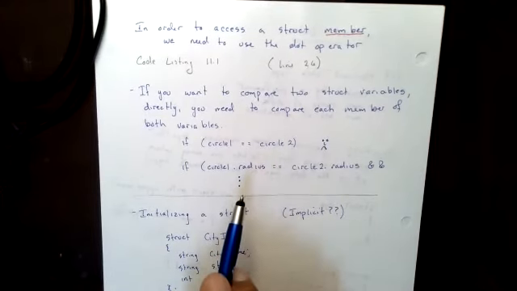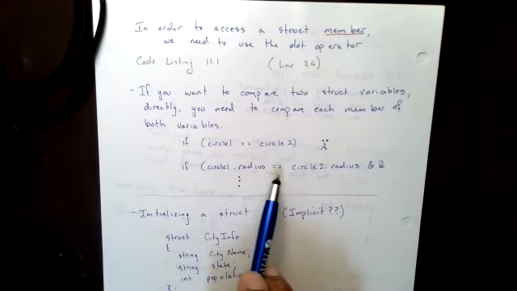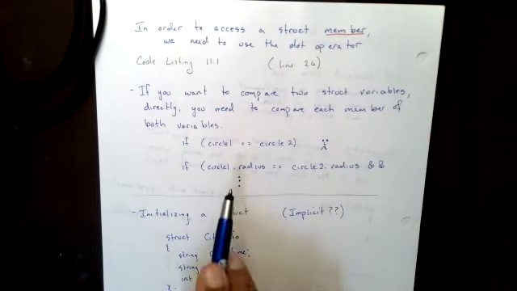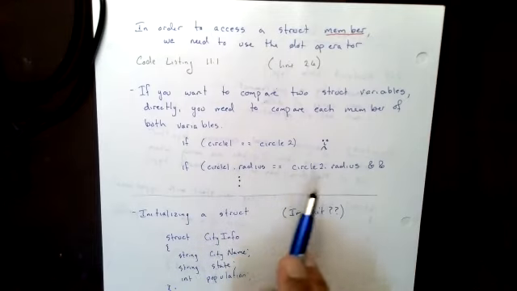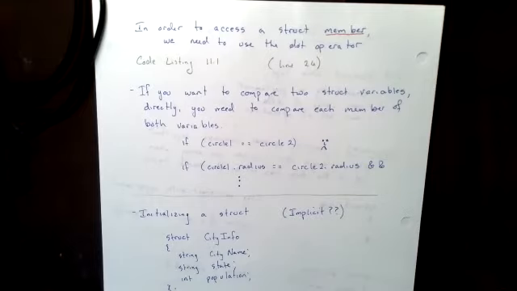What do I need to do to see if two structs are exactly the same? I need to see if their radiuses would be the same. I need to see if their whatever is the same, and on and on and on. All right, so I have a note, code listing 11.1. Looks like one that you did.